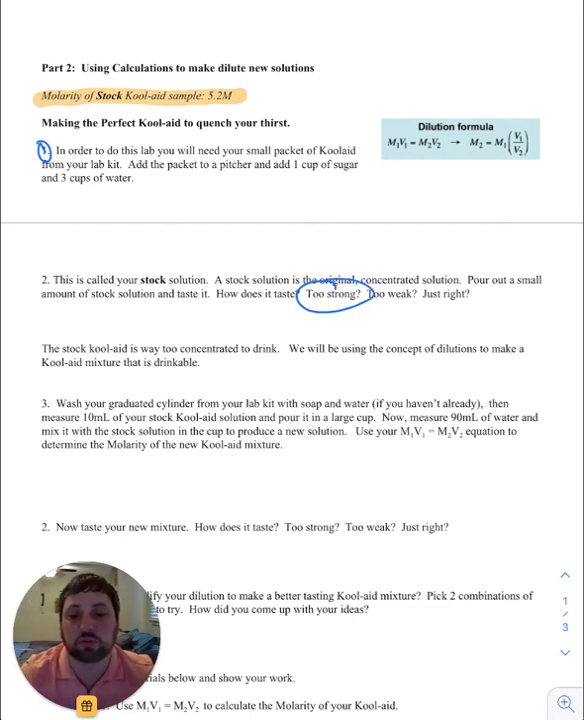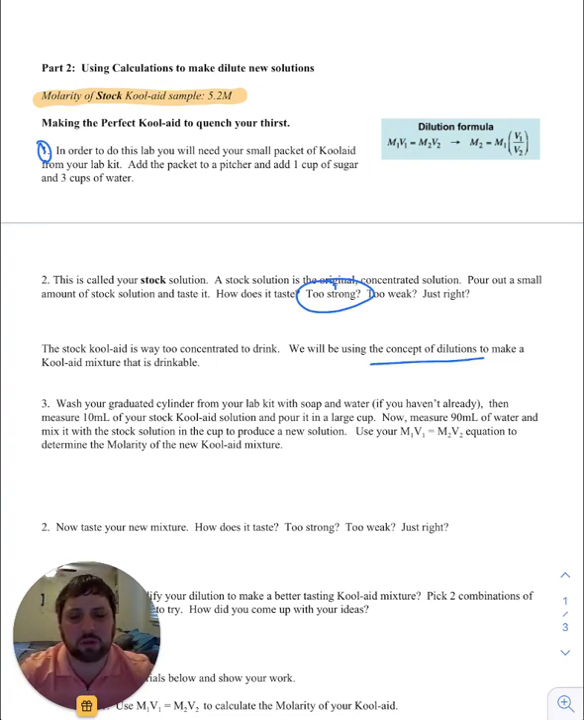I don't have the KoolAid in front of me, but I know from my flavors it is much too strong. It might be just right, it might be too weak for you, but for me it's too strong. So what we're going to do, as again outlined in these instructions, is we are going to use dilution to create a more drinkable KoolAid mix. And again, if you feel like it's just right, then creating these new mixes is more of a practice for you. But in my personal opinion and many others, that 5.2 concentration is much too strong.